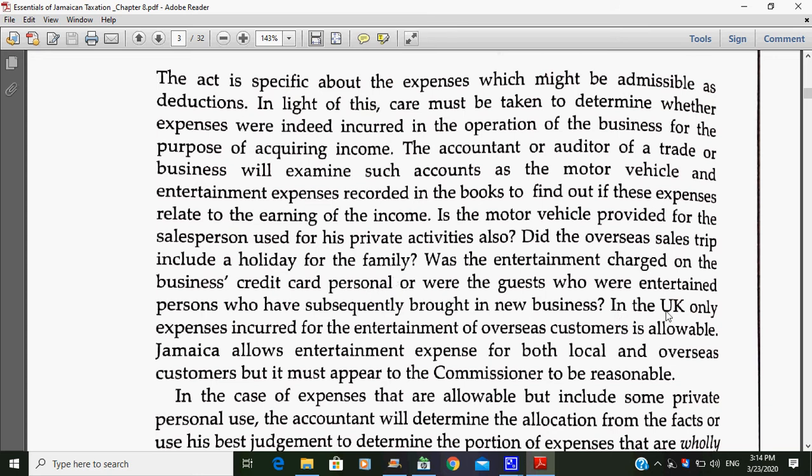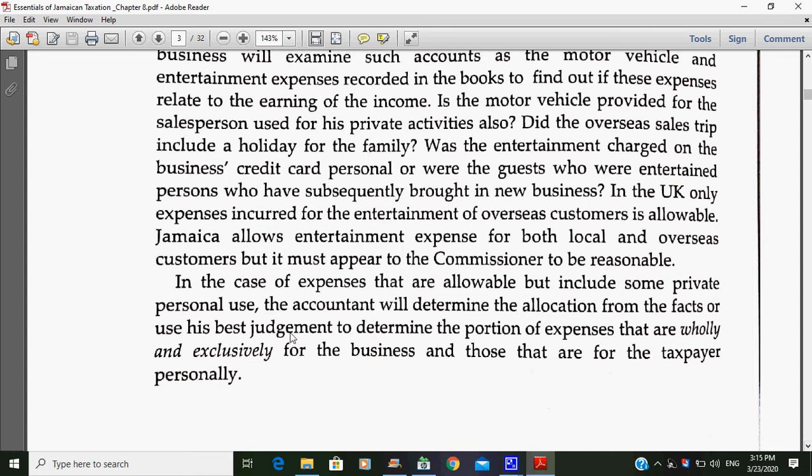In the UK only, expenses incurred for entertainment of overseas customers is allowable. Jamaica allows entertainment expense for both local and what? Overseas customers, but it must appear to the commissioner to be what? Reasonable.